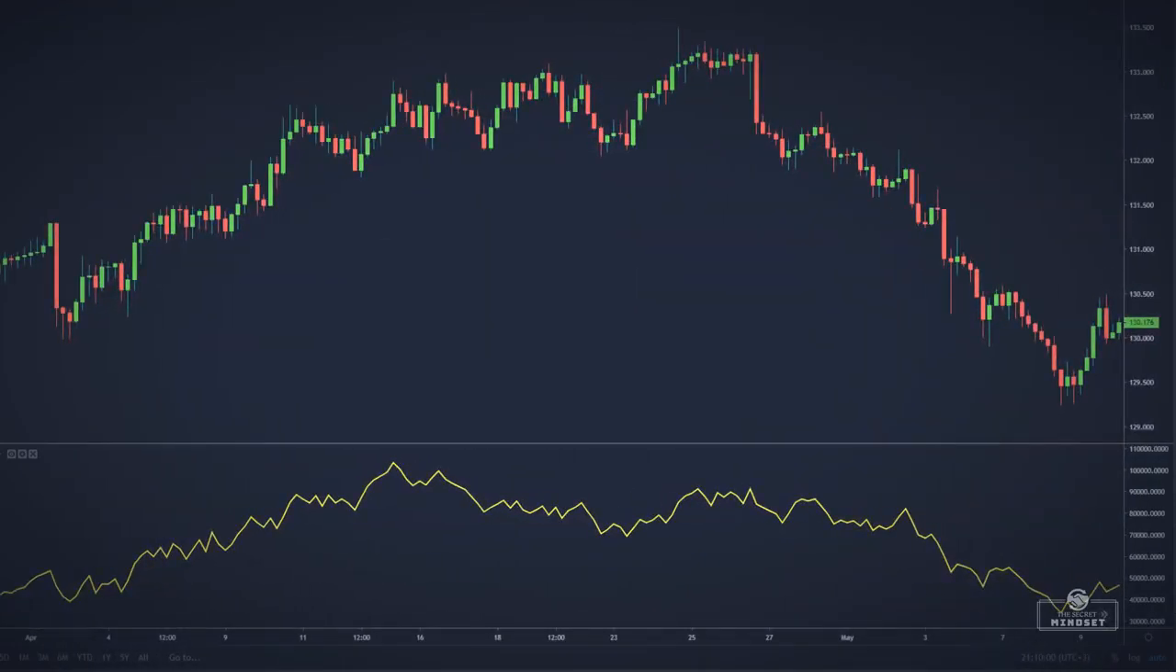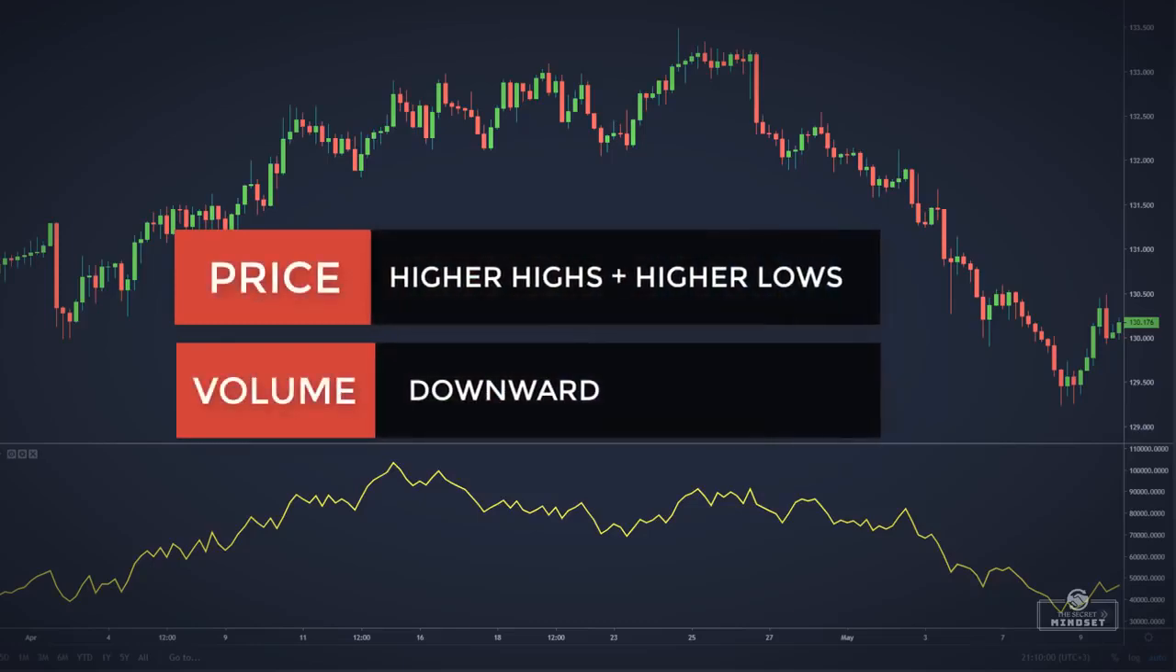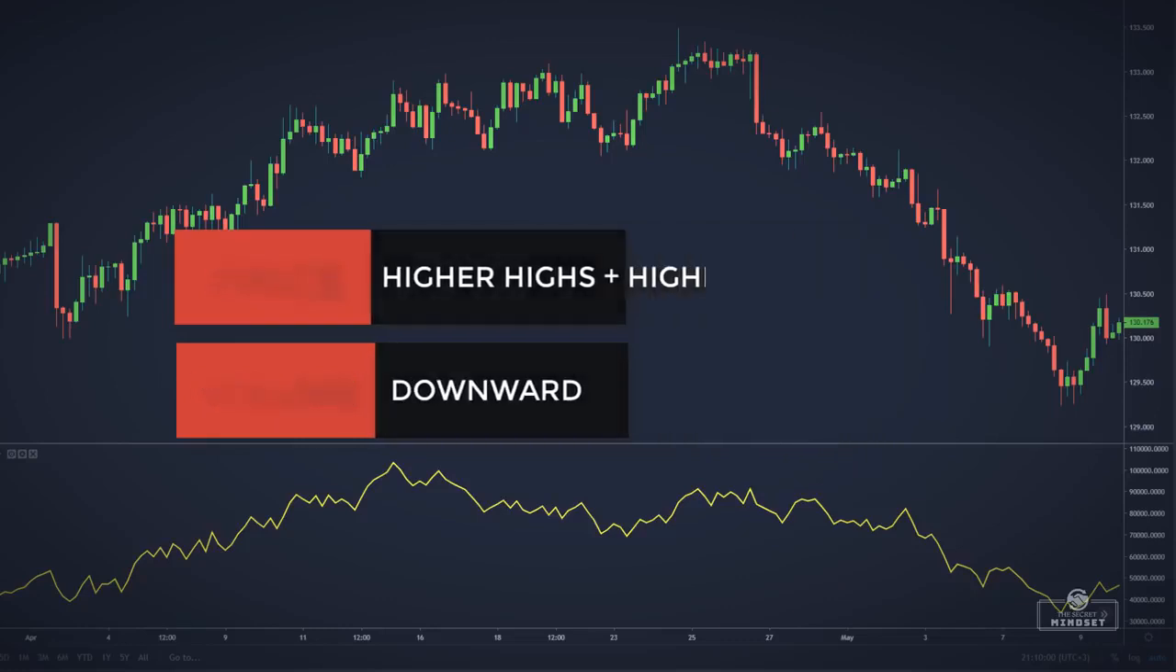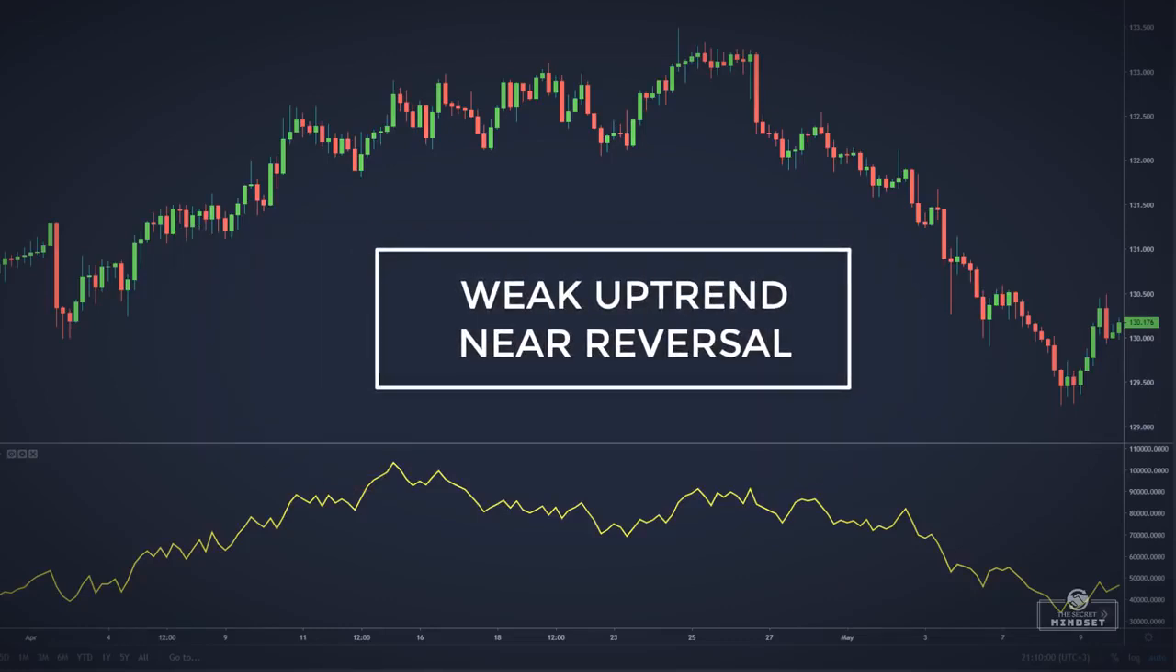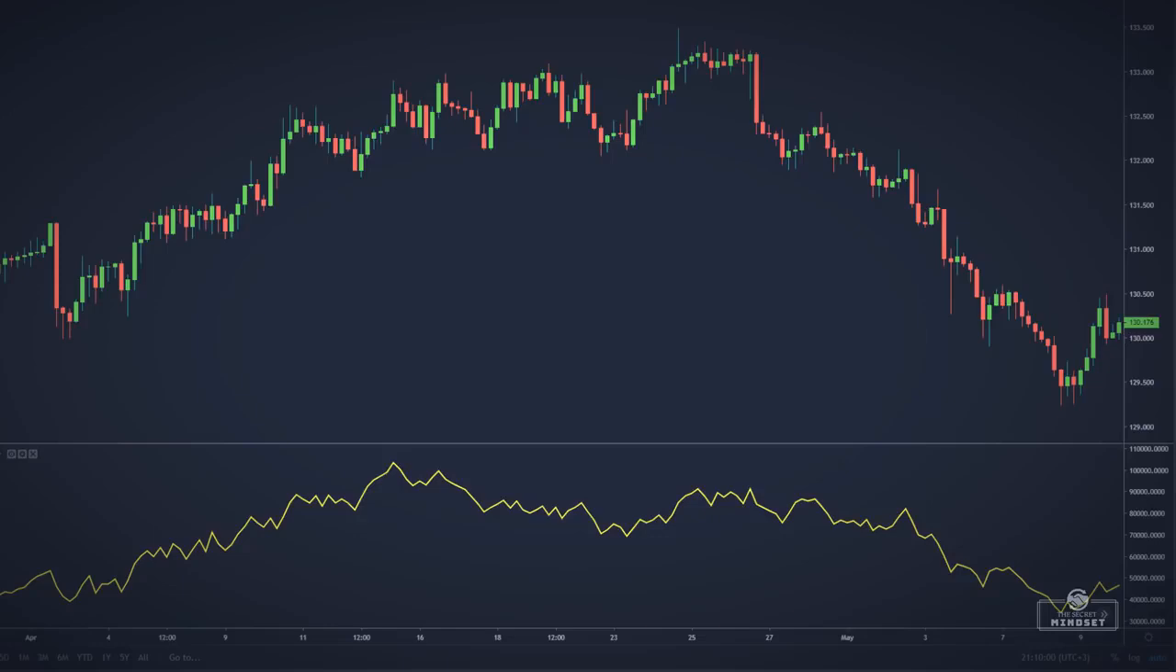The third pattern involves the price making higher highs and higher lows, but the OBV direction is downward. When you see this pattern on your charts, this means that you are in a weak uptrend near reversal. Let's analyze this chart. We can clearly see the price is making higher highs, but the OBV is making lower highs, suggesting a possible reversal of the price.